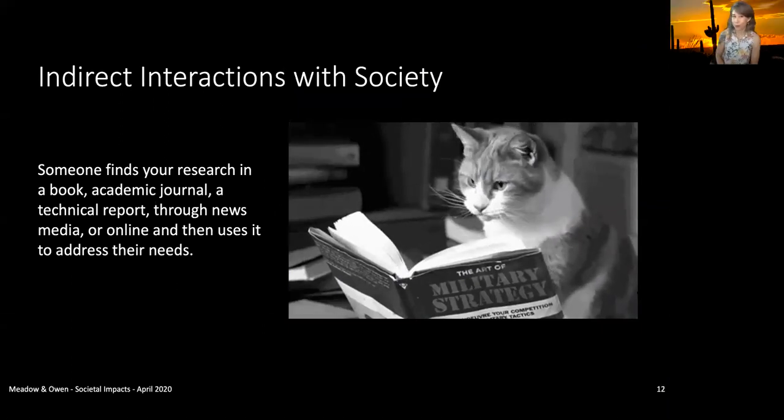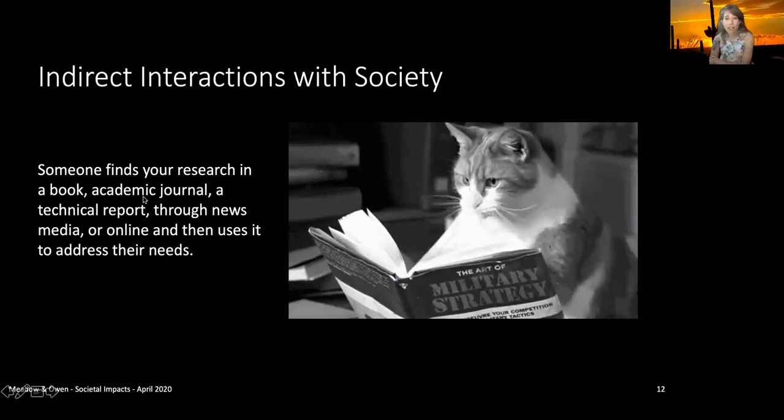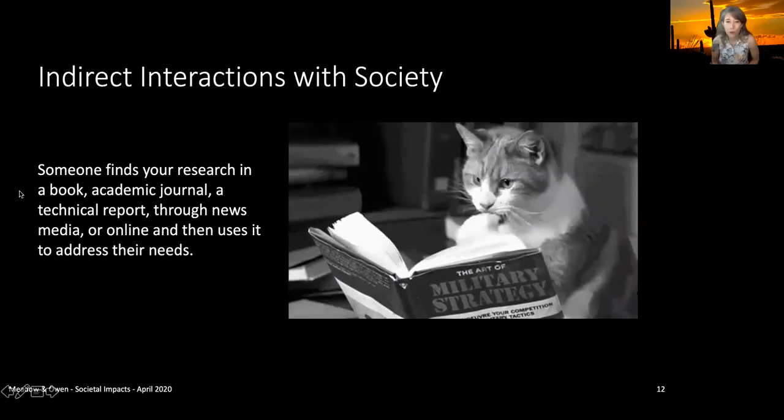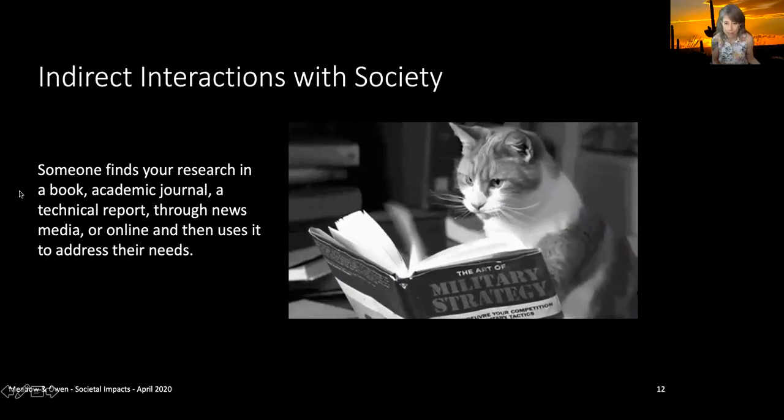So this can be through indirect interactions with society. So for example, someone finds your research in a book, an academic journal, a technical report, through news media or online, and then uses it to address their needs.